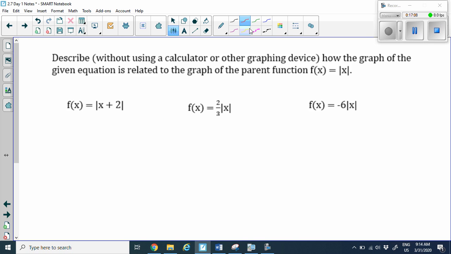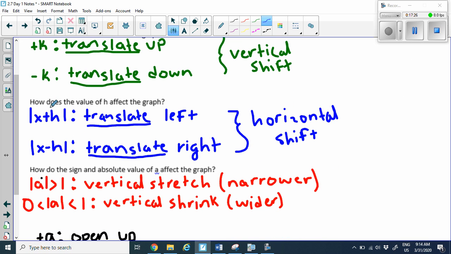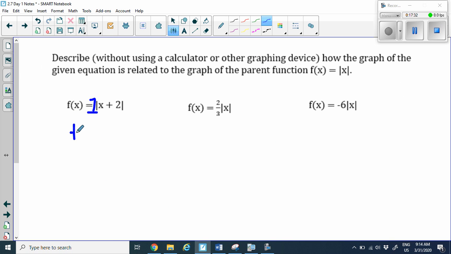Okay, hopefully you did that. So let's go over this. Once again, our a value in front is just 1. We can assume that because there's nothing else. So there's no reflection and we don't have vertical stretch or shrink. But because we have a plus 2, going back to when we talked about x plus h, we translate left. So we say translate left by 2. And notice we don't have a k like we did on the earlier one, so that means we don't have any vertical shifts.